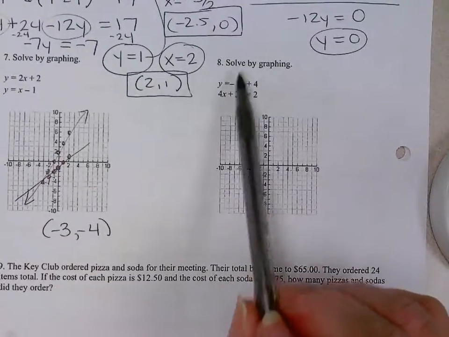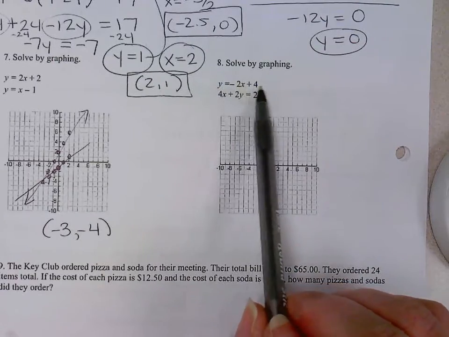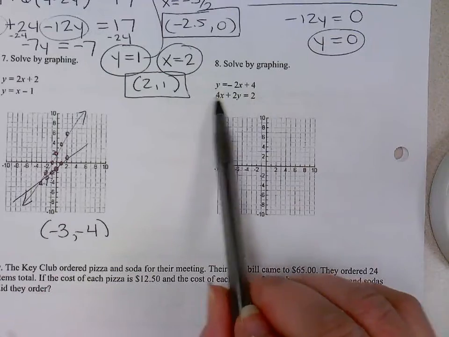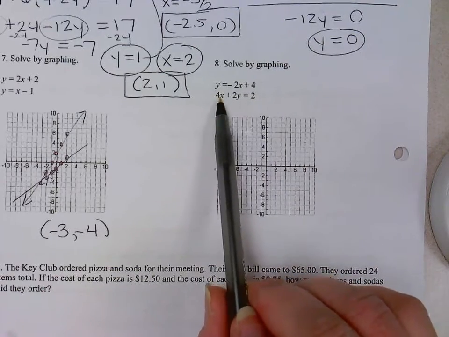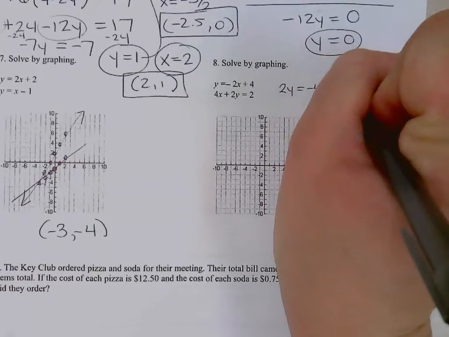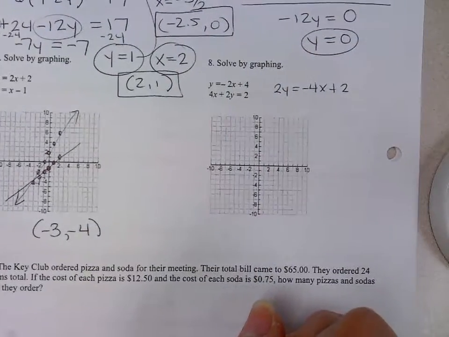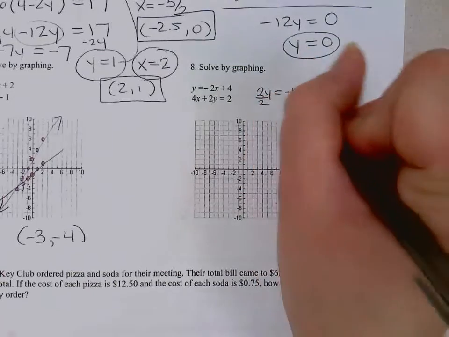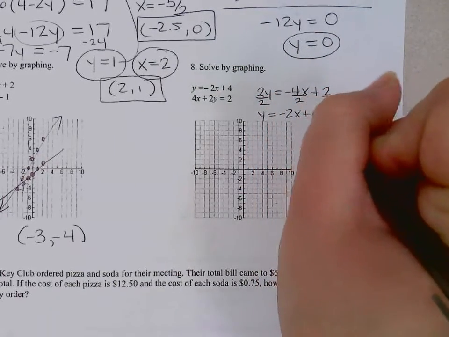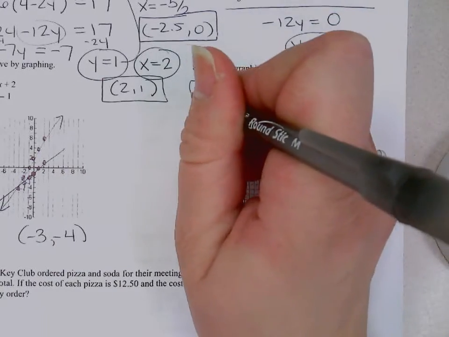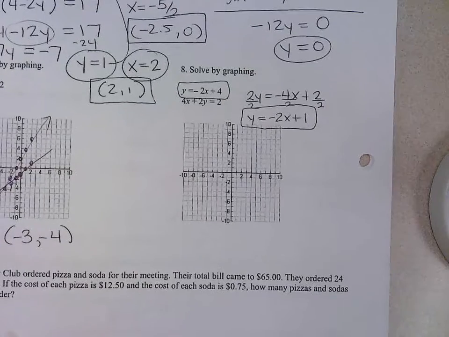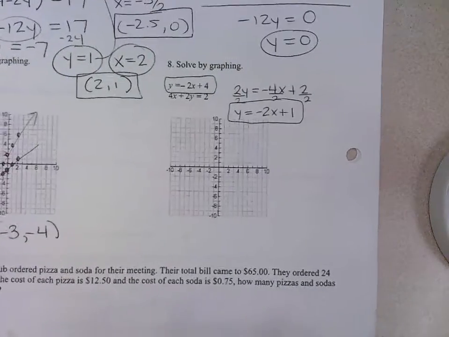Number 8, solve by graphing. So the first equation is in slope-intercept form. We need to put the second equation in slope-intercept form. So subtract 4x to the other side. And to get y by itself, I would have to divide by 2. So do you notice anything about this top equation and this other equation?